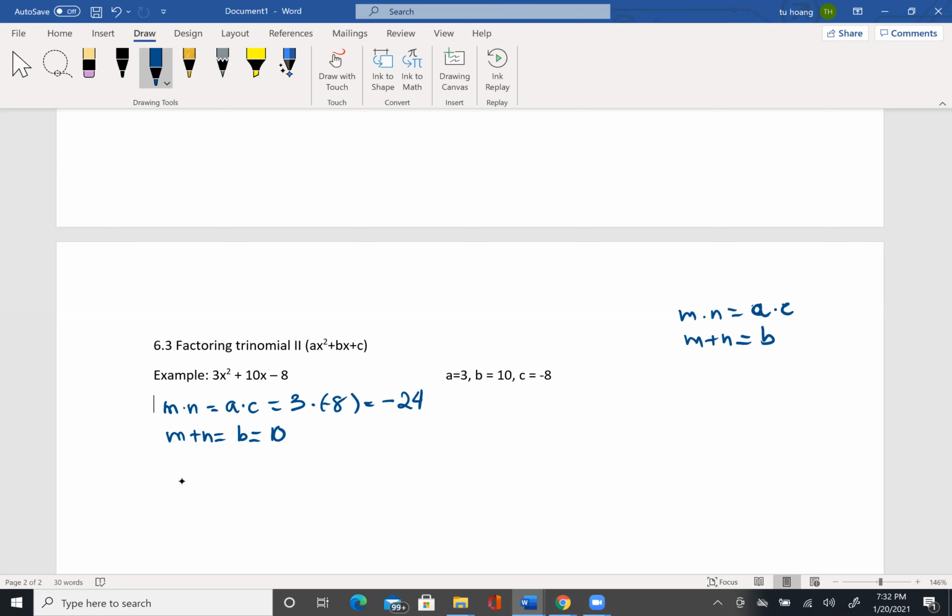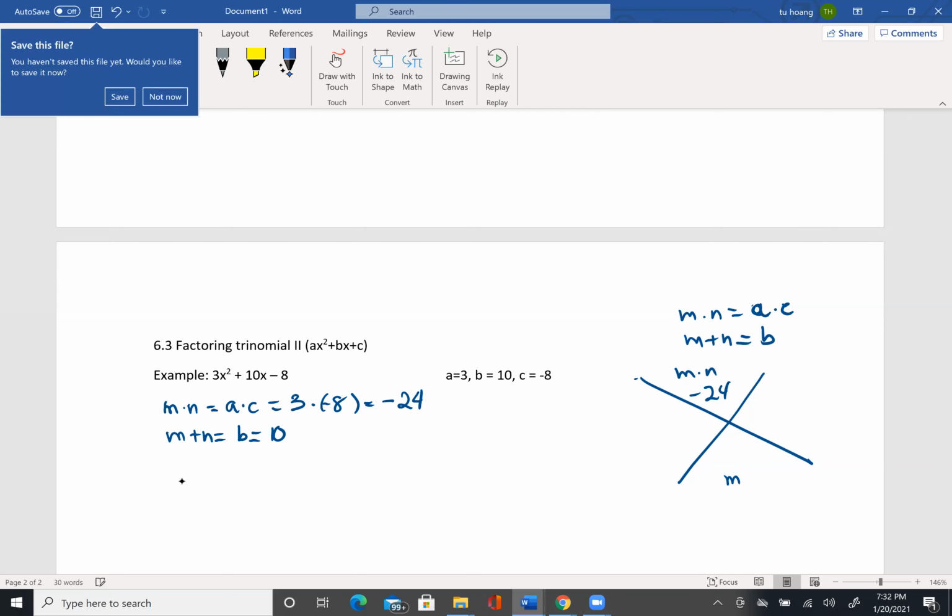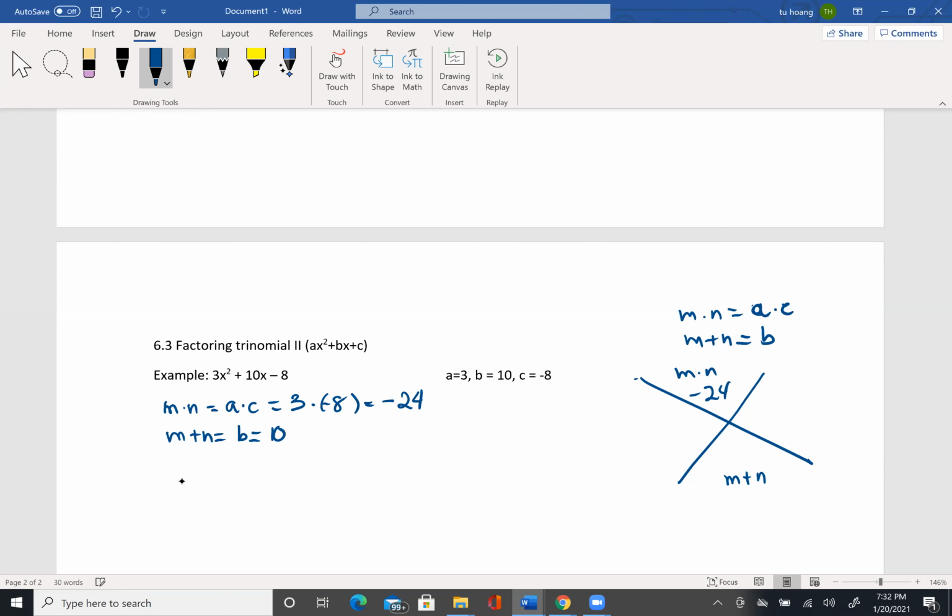Actually, let me show you. Usually what I do is I have a big X here, right? At the top, I'm going to say m times n equals negative 24. And at the bottom, m plus n equals 10. Now I try to guess which two numbers can work. Remember that you try to guess the two numbers' multiplication first.